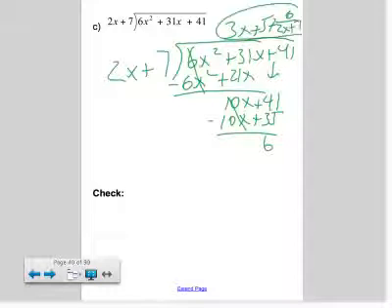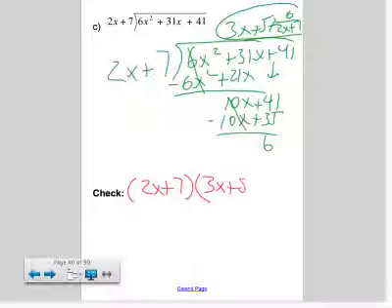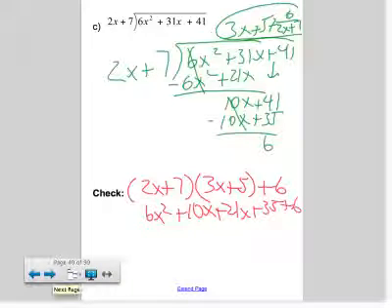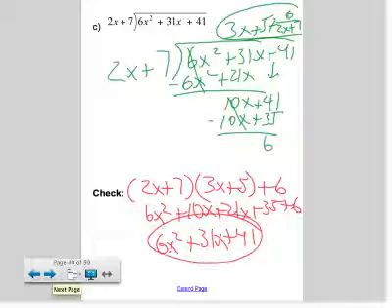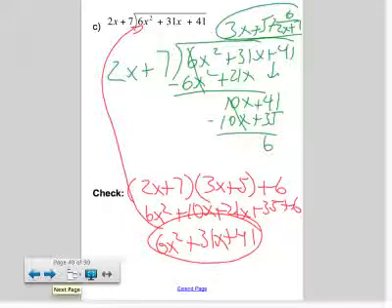So we're thinking that's our final answer. But again, we have to go through and check, make sure that's right. Take your divisor, 2x plus 7, multiply that by your quotient, 3x plus 5, and add your remainder on at the end. So we get 6x squared plus 10x plus 21x plus 35 plus 6: 6x squared, 31x, and 41. This should be the same as that. It is, so that tells us the answer is correct.